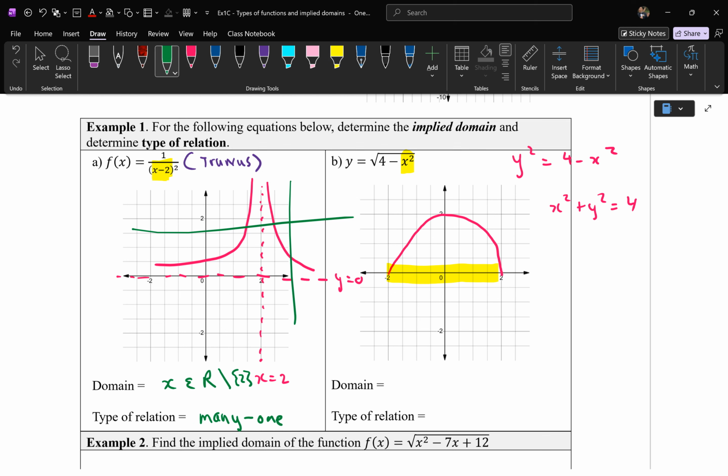How would you write this, Luke? Square brackets, very good. Perfect. Inclusive negative 2 to 2. Use square brackets. It matters. That will penalize you if you use the wrong brackets. And then lastly, type of relation. What type of relation is this, Krish?